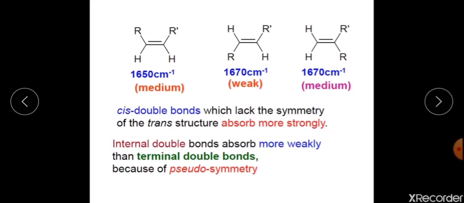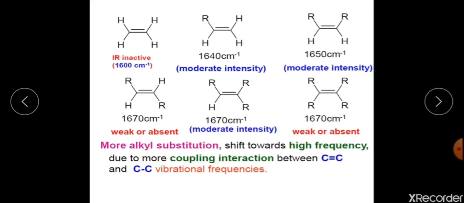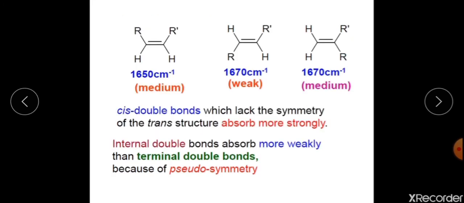Now we will come to one more case. This is your cis isomer. It will absorb at around 1650 centimeter inverse, and this is your trans, which will absorb at a somewhat higher value in comparison to the cis isomer. Similarly, this one may be medium or weak, and this tells you about the intensity of the peak absorbed in the IR spectrum. Lack of symmetry makes them absorb more strongly. I have told you earlier that cis and trans have different absorption peaks, and this is because of the symmetry of the molecule, right?